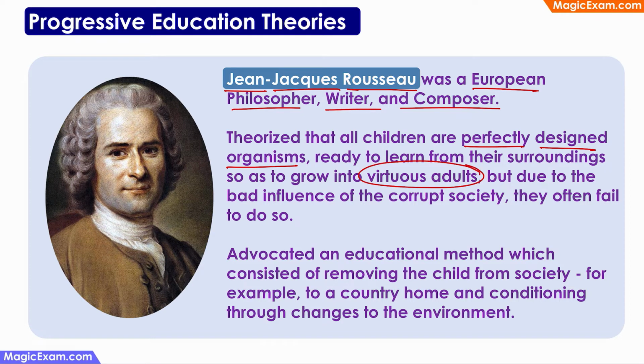And he says that if children get the right kind of atmosphere, the right kind of developmental opportunities, then all of them will become perfect or virtuous adults. But some of them fail to do so because of the bad influence of the corrupt society around them. Therefore, he advocated that if children are taken away from the regular society and kept in a special, separate place, such as a country home, and they are given a specific type of environment, exposed only to the good things, and get all the proper developmental opportunities, then they will develop into virtuous or perfect adults, after which they can be reintroduced back into the society.